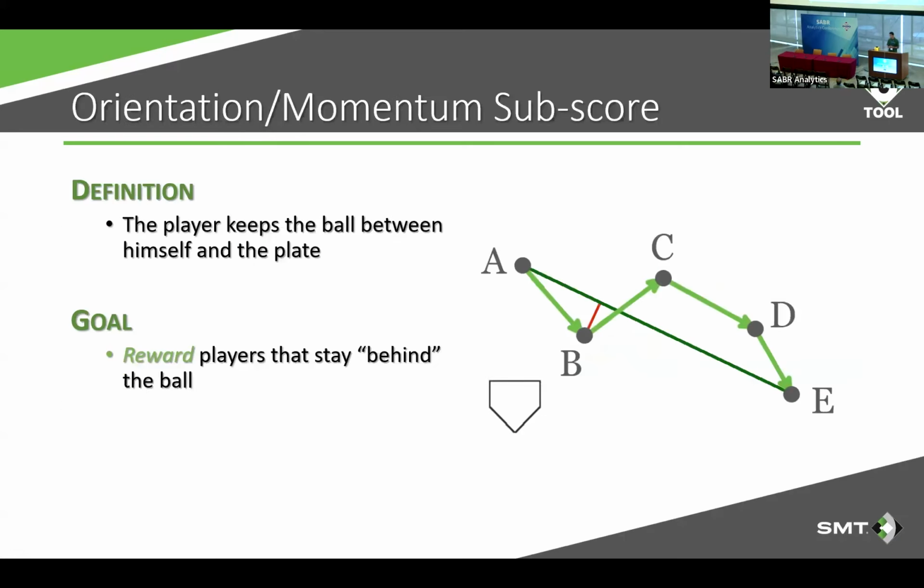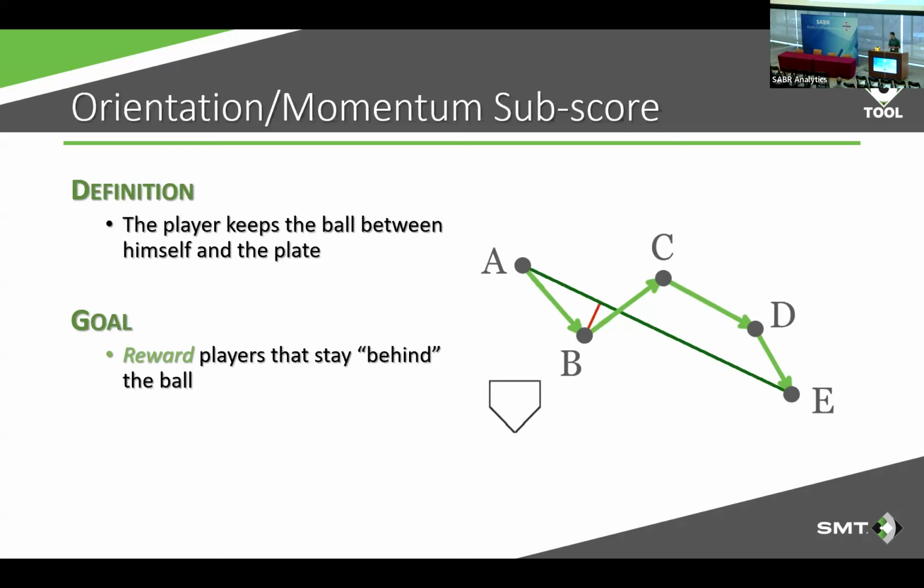Our last constraint is the orientation and momentum subscore. This deals with the player's positioning. As a fielder, we say it's easier for you to catch the ball if it's in front of you. And we can test that when I chuck this at one of you guys. But we say if the player is moving in a way where the ball is going over his head, not between himself and the plate, then that's making the catch harder for you because you got to either make an over-the-shoulder grab or kind of twist your body in a way to catch the ball.